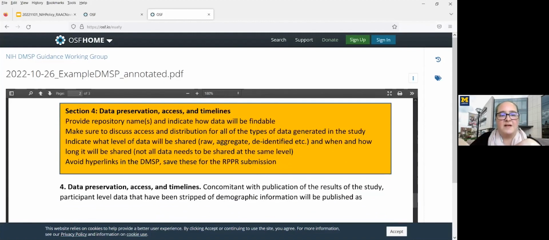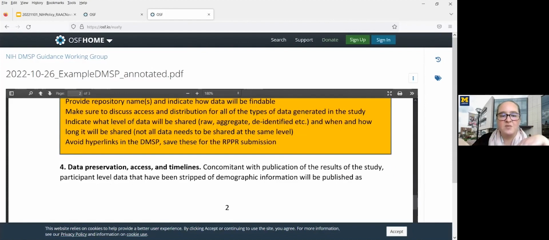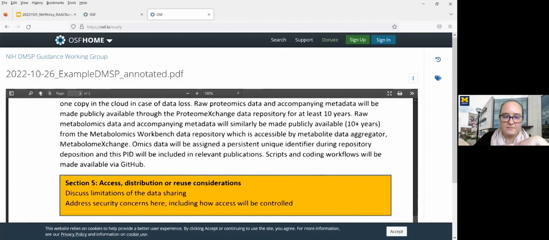Section 4 is all about the data preservation, access, and timelines. This is where a repository could be named. You would note that a DOI will be created for the data set or how it will be findable. And then the timeline information should also be included here, so when the data will be available and for how long.